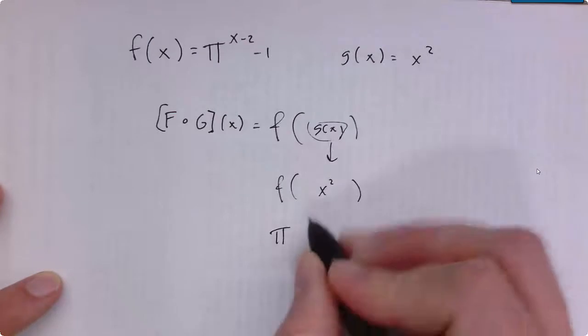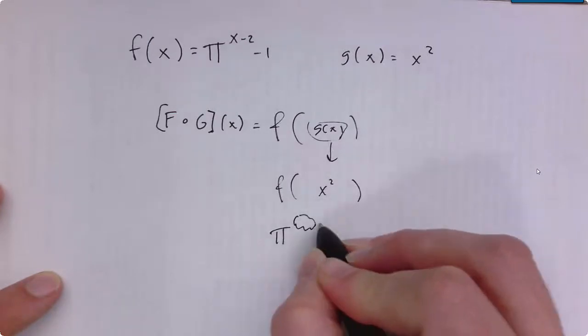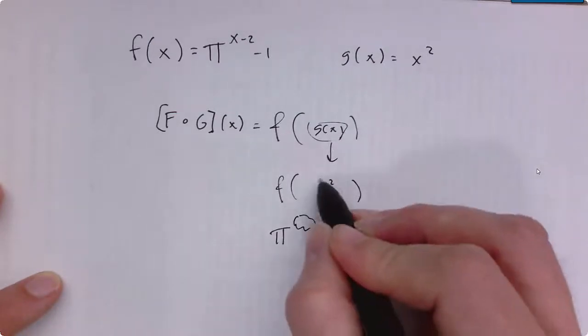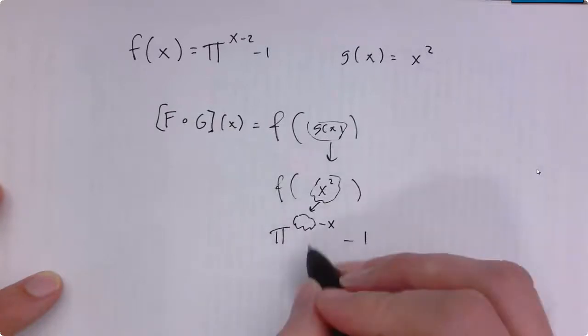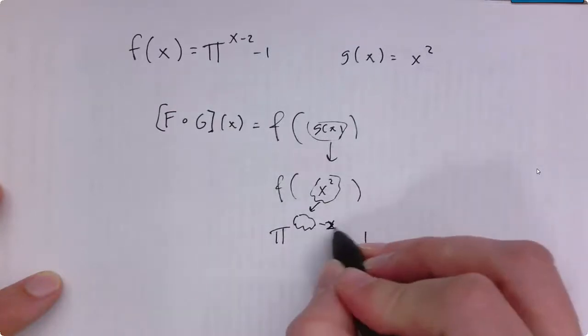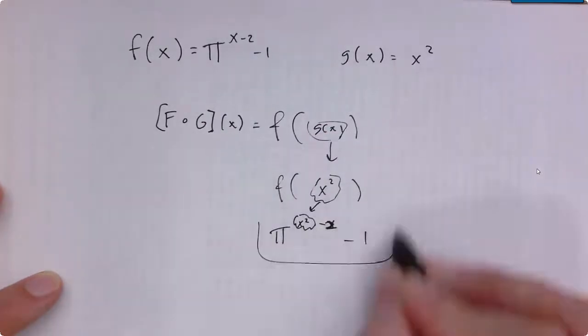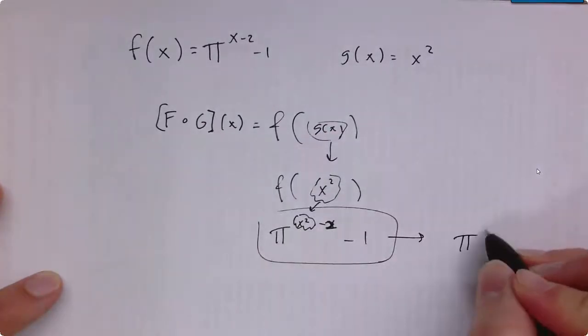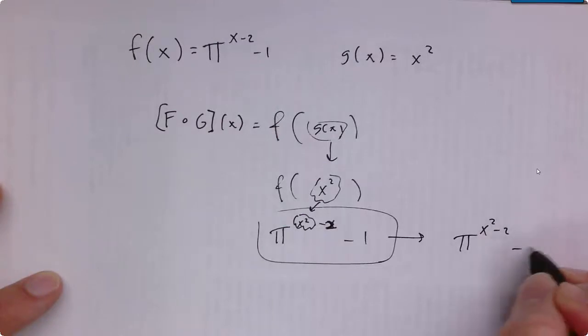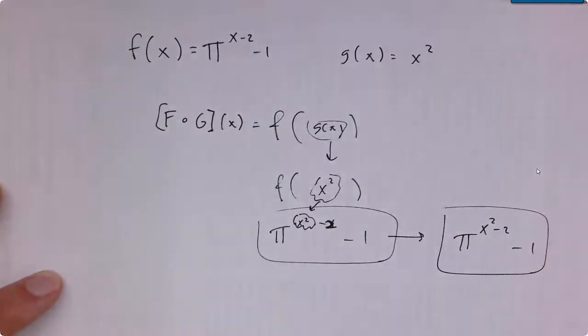So the f function is pi to the x minus 2 minus 1, but we're plugging in x squared as the input to f. So the final answer here would be pi to the x squared minus 2 minus 1. That would be f of g of x.